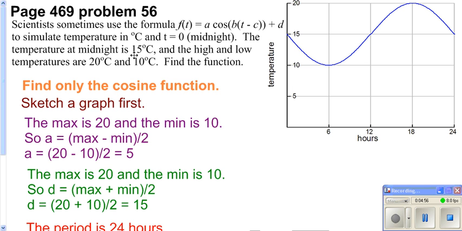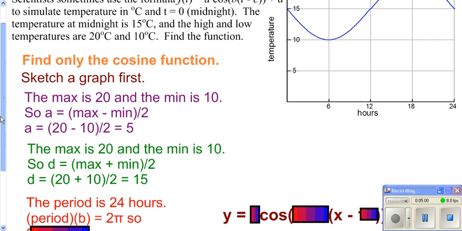Well, we still need to find B and C. Well, we know B is affected by your period. Your period starts out here and goes until you get to 24 hours. So your period is 24.